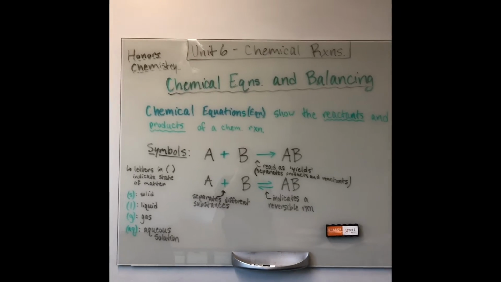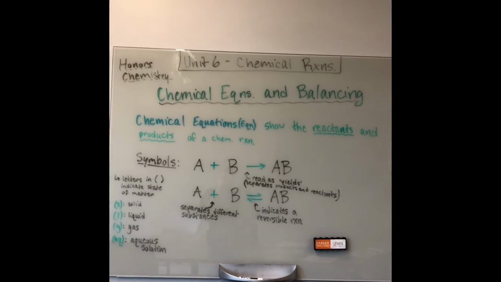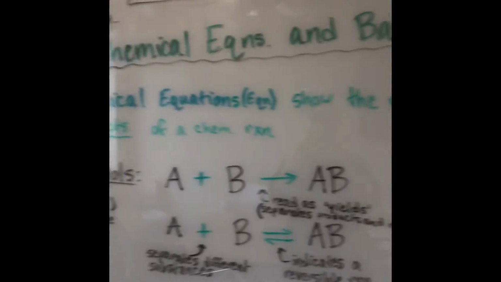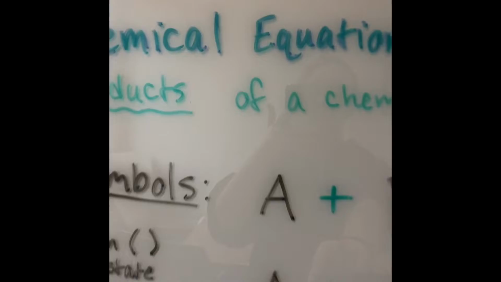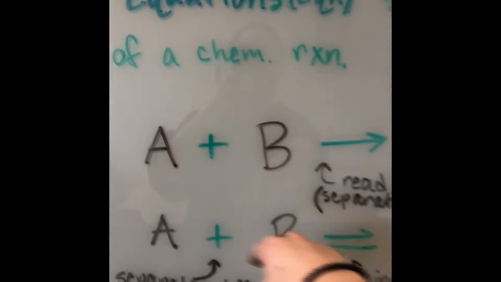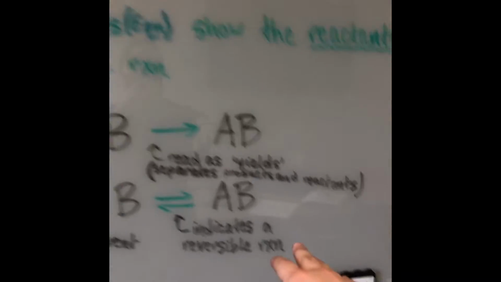If you need help balancing chemical equations, this is the video for you. Alright, let's get started. Chemical equations show the reactants and products of a chemical reaction. So the reactants are the substances that go into the reaction, like here for example, and the products are what result from the reaction, like that.